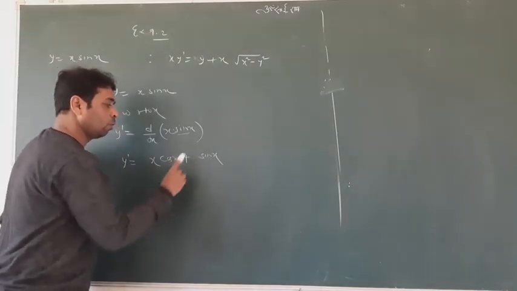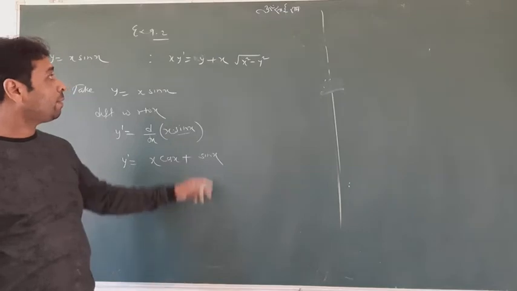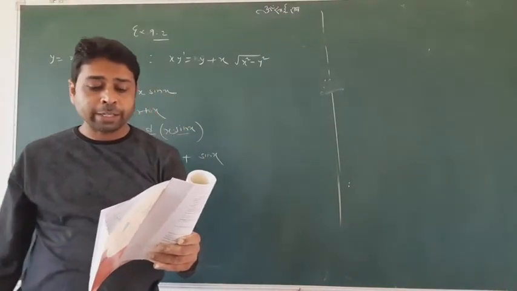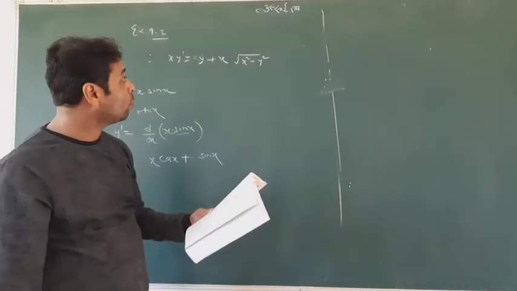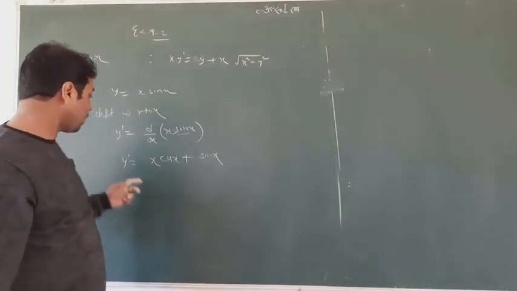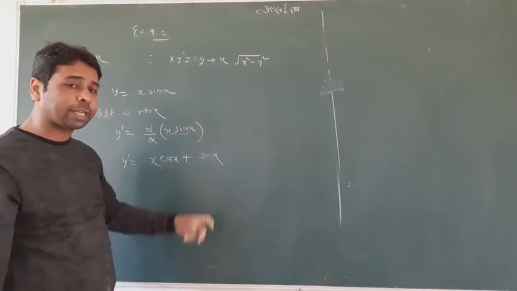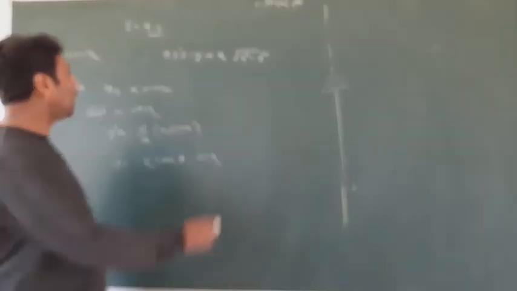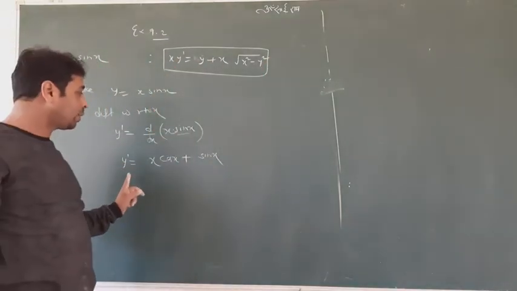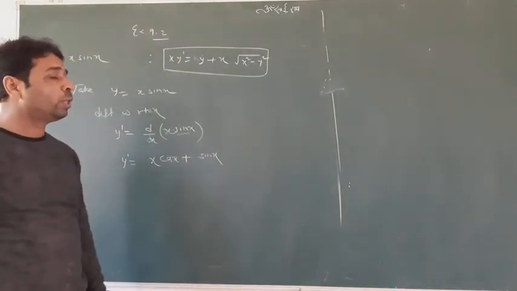Now what will we do? We have the term x y dash equal to y plus x square minus y square. That long term is with us, and we are having y dash equal to x cos x plus sin x only. What I needed was the whole term, and I am just getting this particular y dash equal to x cos x plus only sin x.